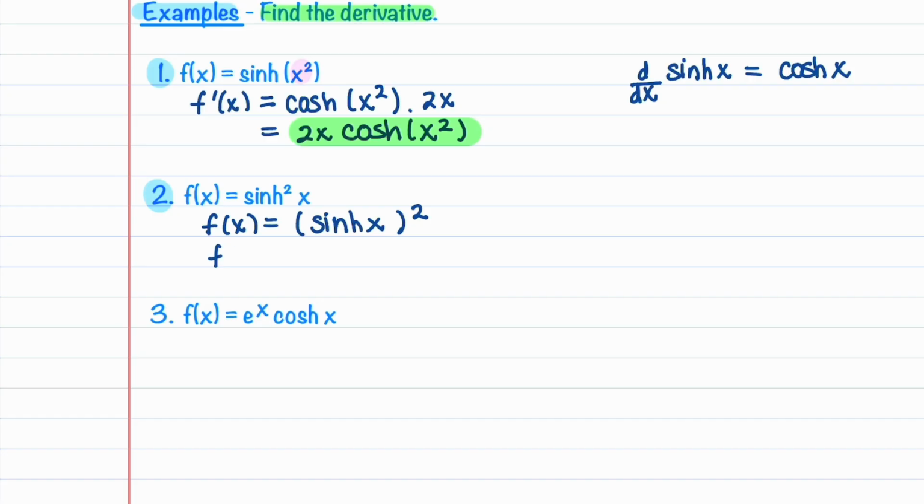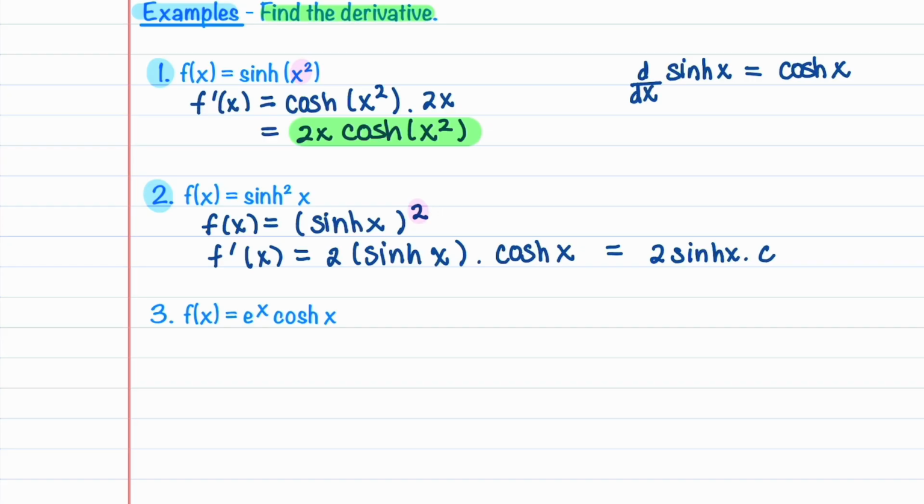Our derivative, f prime of x, is going to be 2, because you just bring down that exponent. And then we have sech of x times the derivative of sech, and the derivative of sech is cosh. So we have a cosh x. So our answer is 2 sech x times cosh x.